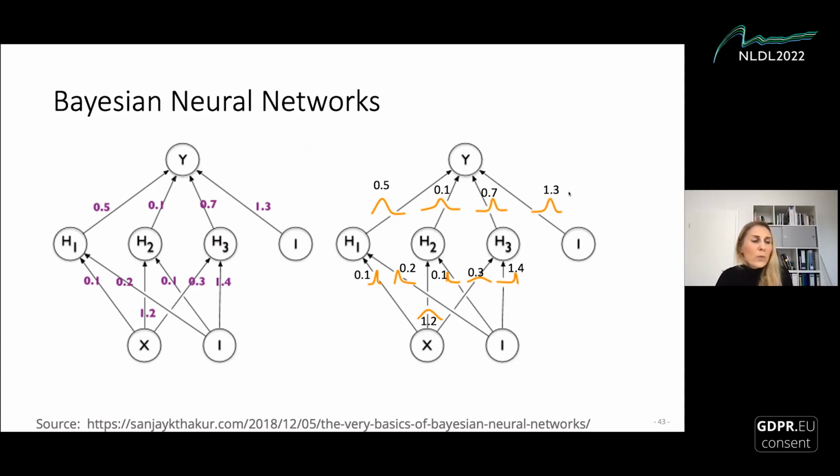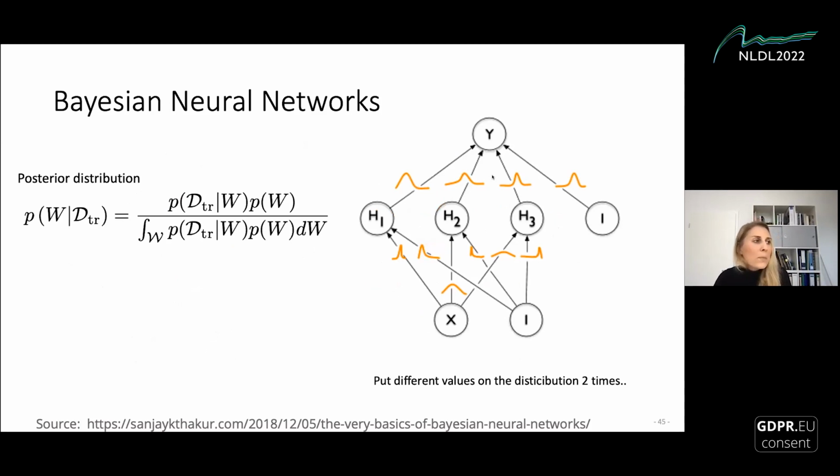And of course, what we can do now from a distribution is sample, right? We can sample once. So here, just by accident, we sample the same numbers as the normal neural network, but we can sample again, and we get different numbers for the connections between our neurons. And this we can do multiple times. This is because what we have learned here is called the posterior distribution, okay? So the distribution over our weights based on our training data.